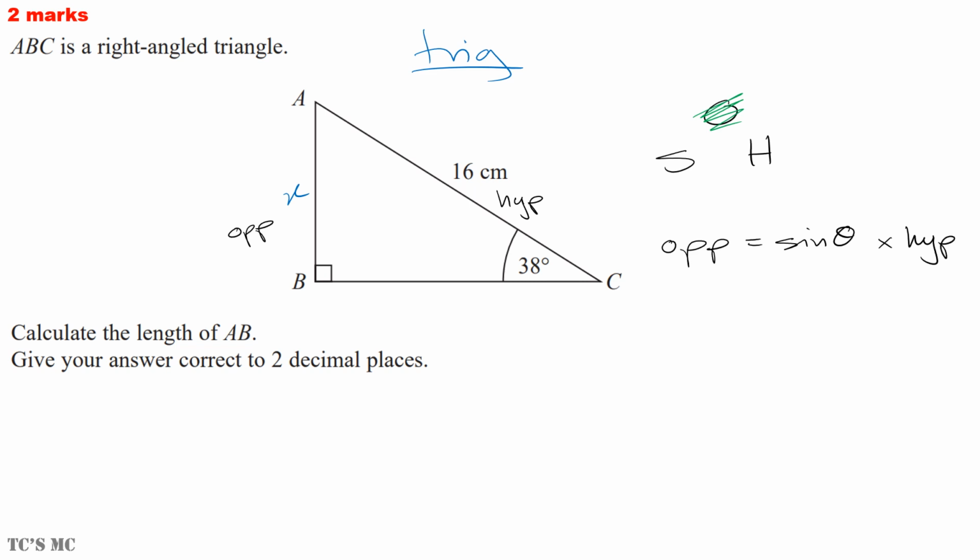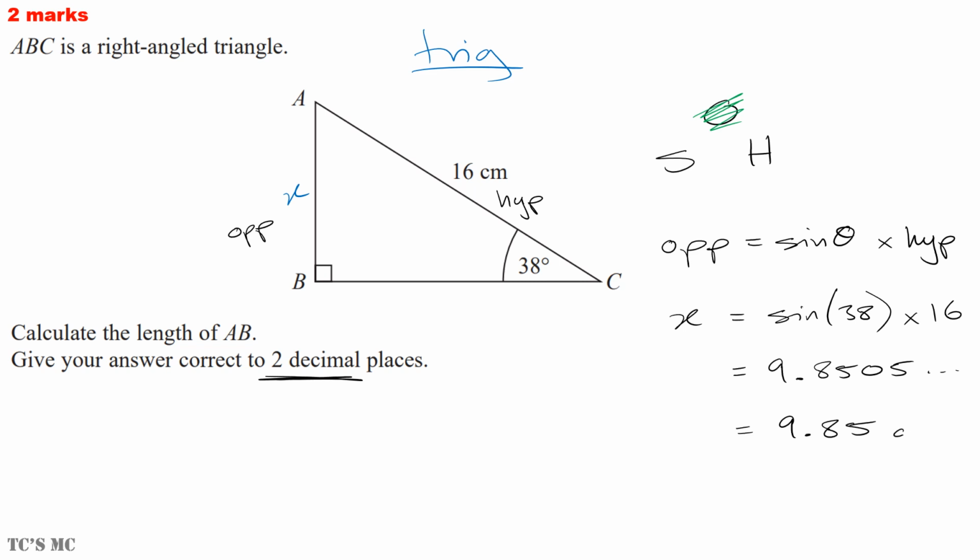At the moment, I don't have any marks. This is just for your understanding. What I will write now is X equals sine in brackets 38 multiplied then by 16. Now I have 1 mark. Type that into your calculator. Remember to use brackets, and it comes out as 9.8505 and so on. The question does say 2 decimal places, so you would say 9.85 centimeters, and that will get you 2 marks.